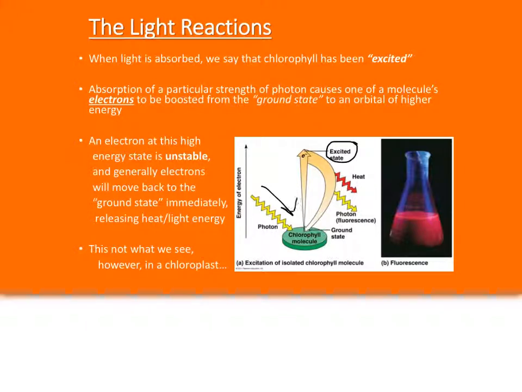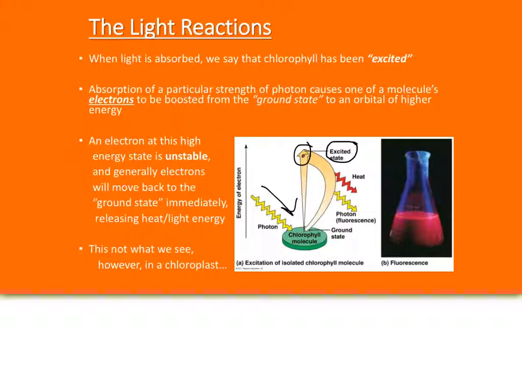So light comes in, and the chlorophyll electron gets all fired up and excited. Generally, what happens when an electron moves to this high energy state is that the electron is really unstable. So it's going to want to quickly move back to the ground state if it can.